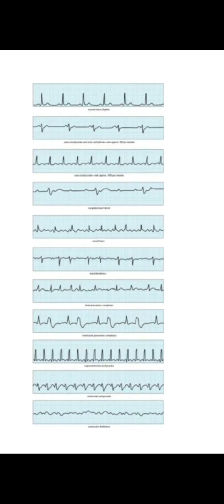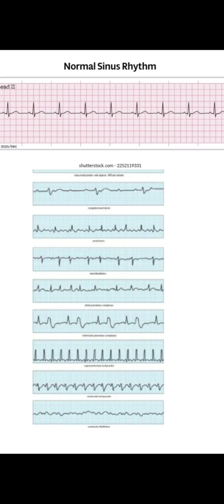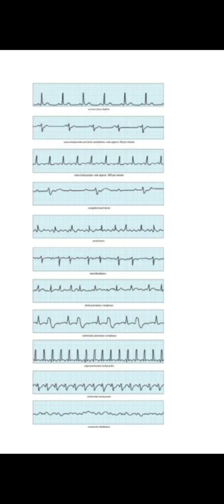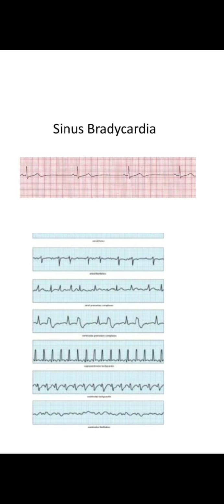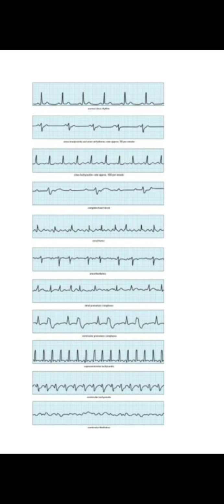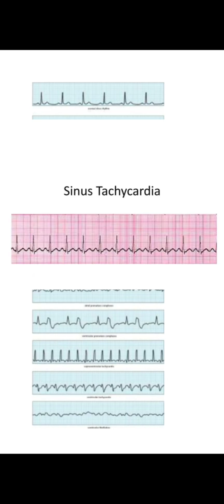The first figure is normal sinus rhythm. The second one belongs to sinus bradycardia. As you can see, the heart rate is below 60. It is 55 beats per minute in this picture. Moving to the next picture, it is sinus tachycardia. Heart rate is above 100 beats per minute, which is sinus tachycardia.